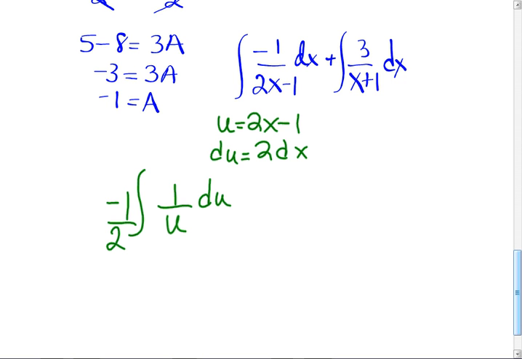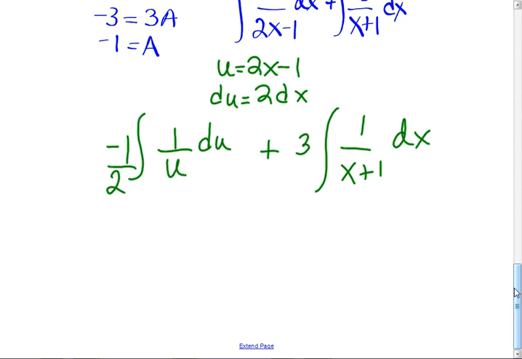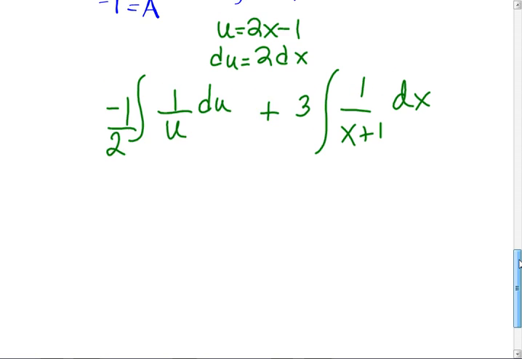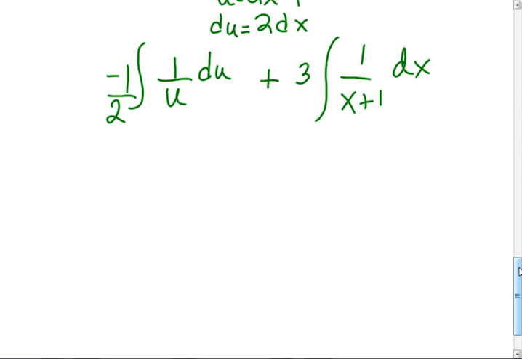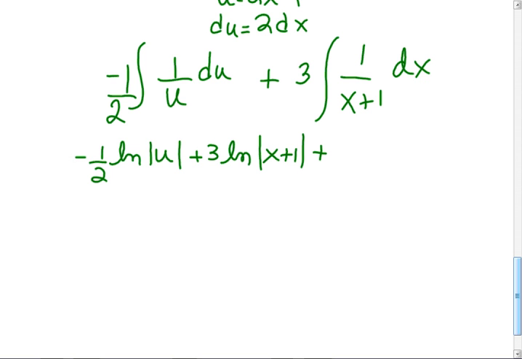Plus, pull the 3 out. I don't need a u substitution here, do I? Can you just do that one? And this is probably in the book, I'm going to guess. Okay, so what am I going to get? -1/2. It never hurts you to put the absolute value sign in. It hurts if you don't put it in when you need it. But if you don't need it and you put it in, no big deal. Plus 3 natural log of x plus 1 plus c.